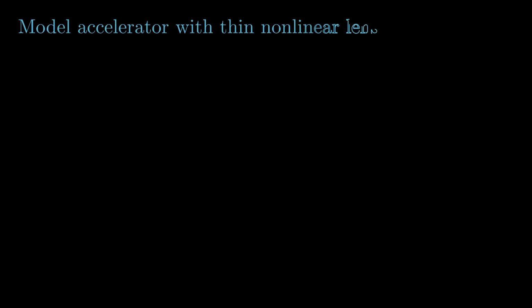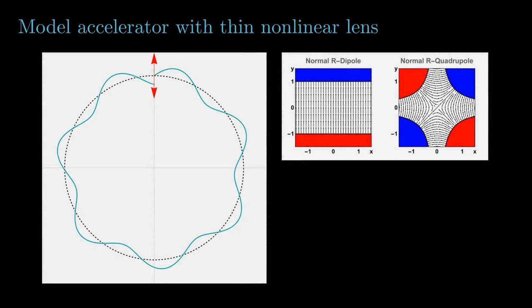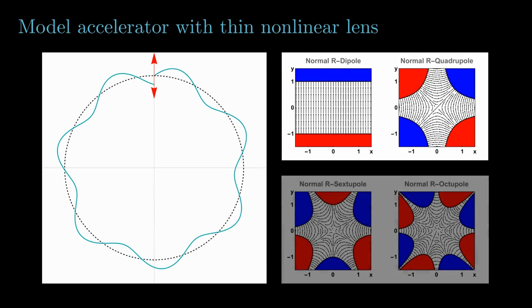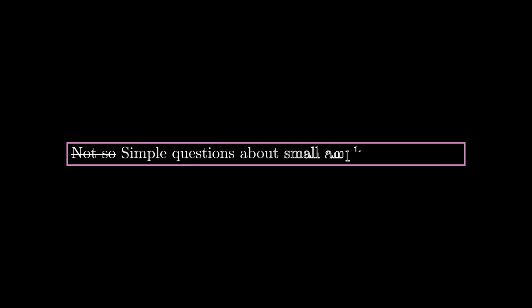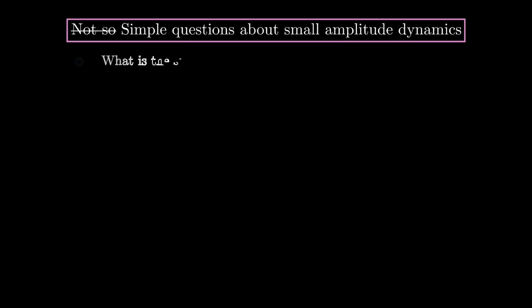Let's keep it simple. Imagine a model accelerator lattice with only one degree of freedom, say the horizontal plane. The entire machine is linear, except for a single thin nonlinear lens. For our discussion, let's stick to the two most common nonlinear magnets, the sextupole and the octupole. Now, in this simplified setting, let's attempt to answer the following not-so-simple questions.